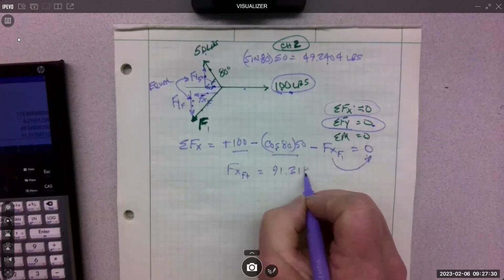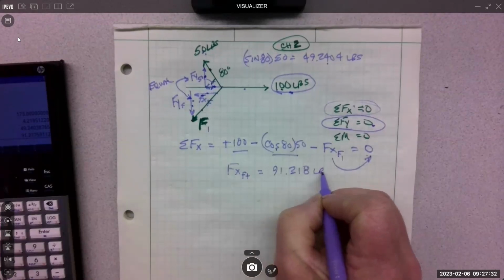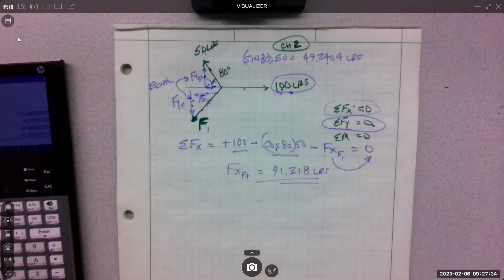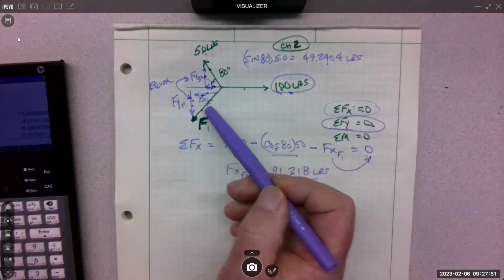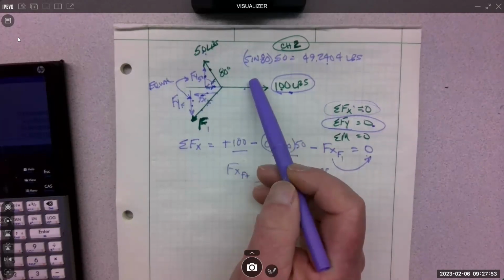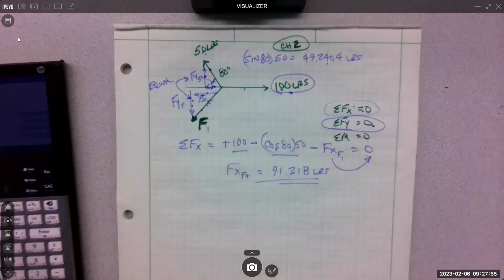91.318. That's how much puts it in equilibrium in the X. That up there is how much it puts in equilibrium in the Y. Now you have the two components of F that put the whole system in equilibrium.